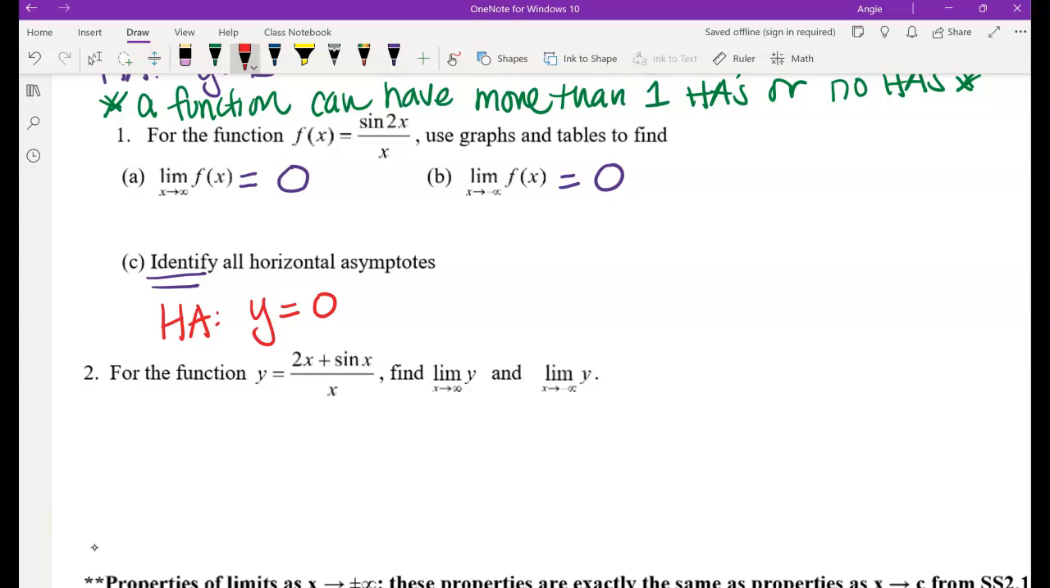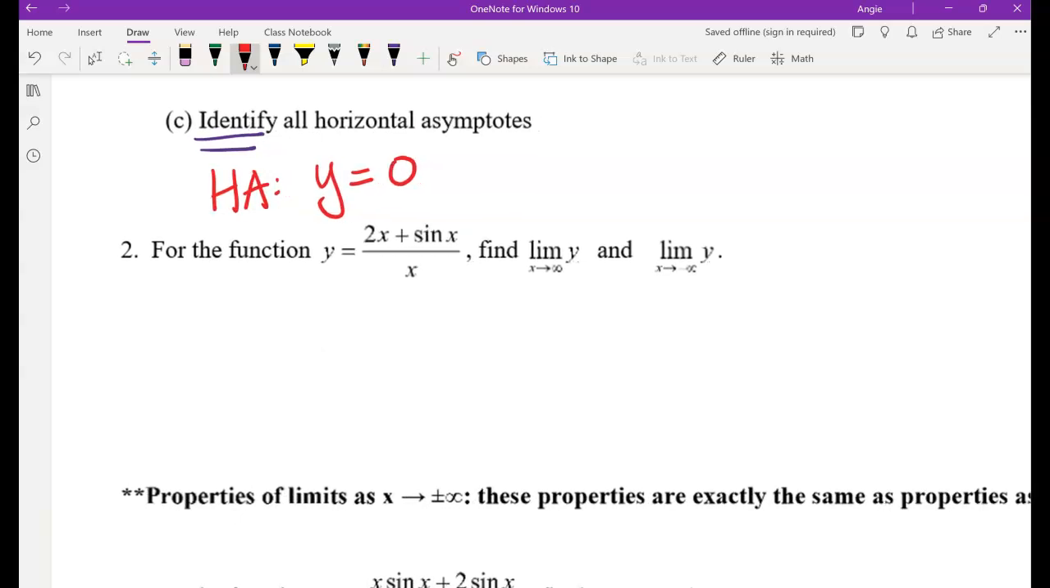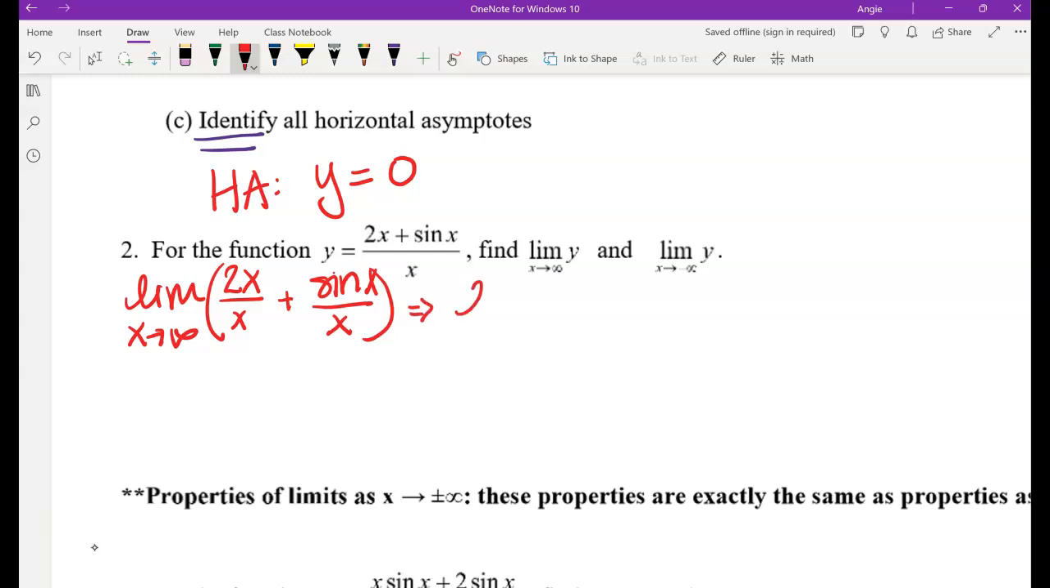Now for the function y equals 2x plus sine of x over x, find the limit of y as x approaches positive and negative infinity. So we'll break this up. First, we will find the positive one. Because we have one denominator, we are going to break it up into 2 pieces, just like this, and that will allow us to break it up even further.